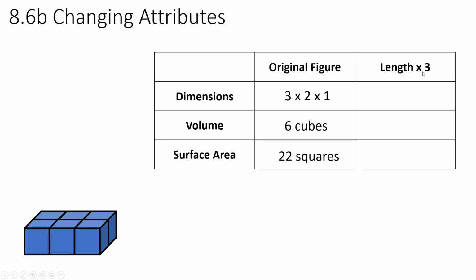So if we tripled the length, we're taking that 3 and tripling it. So now it's going to be 9 by 2 by 1.